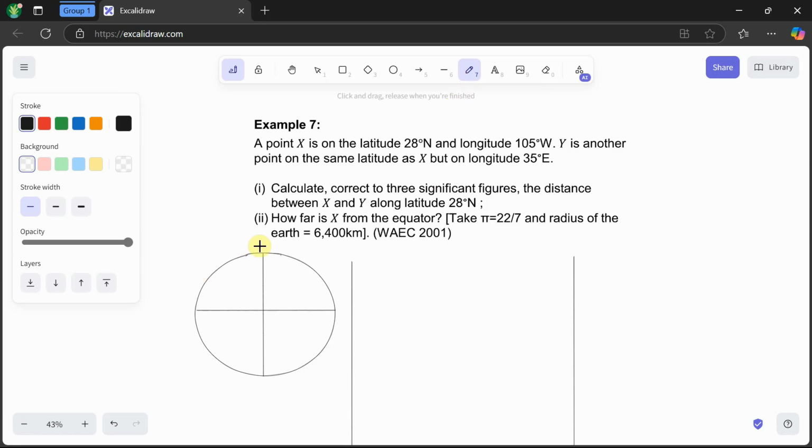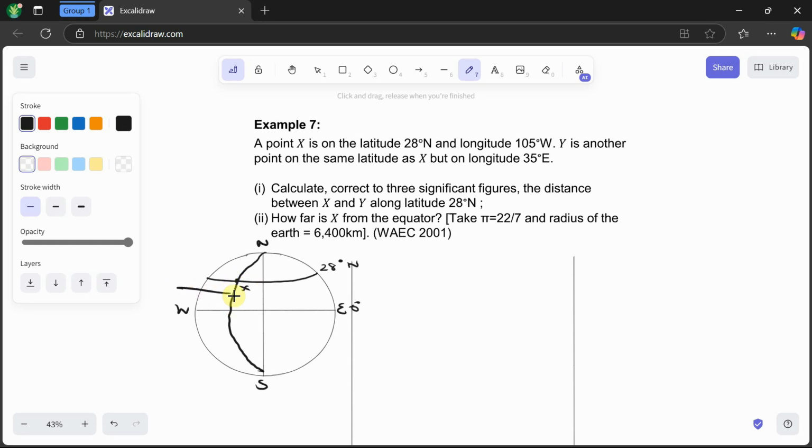If we label it, this is the north, this is the south, this is the west, and this is the east, which is also the equator, so I could say 0 degrees here. Point X is 28 degrees north, so this is 0 to 90, so 28 degrees north will be somewhere here. The longitude is 105 degrees west, so this is from 0 to 180, and this is west, so 105 degrees will be somewhere like this. The point where the two meet is the point X.